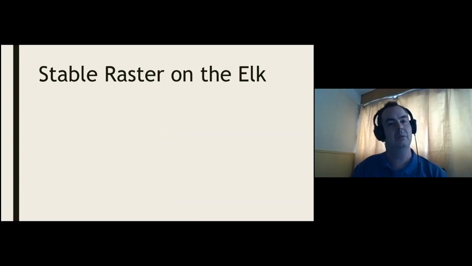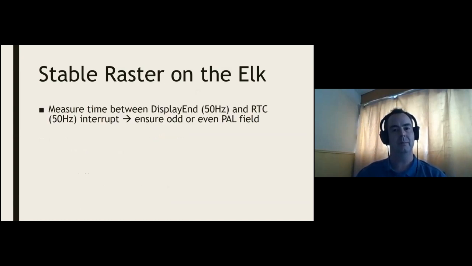Okay, so how do you get the stable raster on the Electron? That was quite an achievement and quite a challenge for myself. And of course, I'm lucky to find the right way to do that. What I did, in short, you measure the time between the display end interrupt, which happens 50 times per second, and the real-time clock interrupt, also 50 times per second, which combined make the 100 hertz timer, incidentally, on the Electron. And why do we measure it?